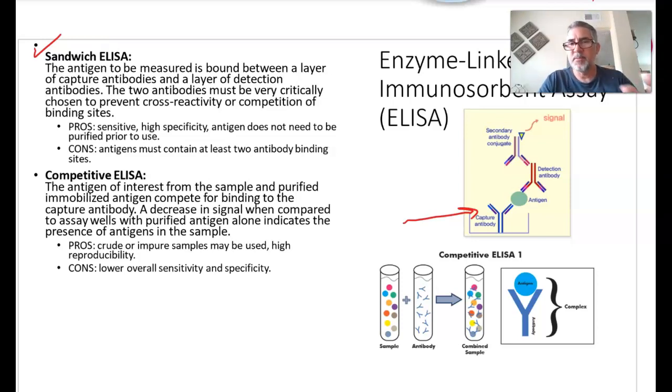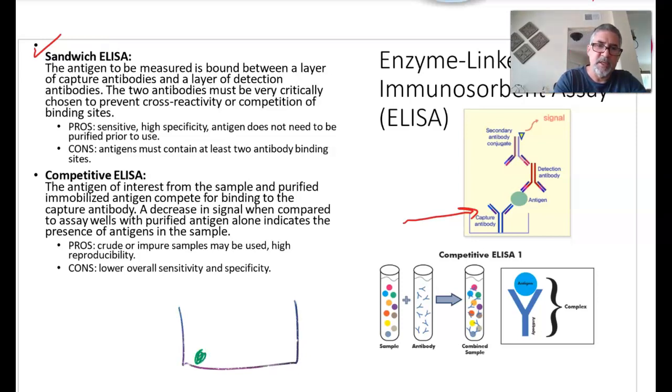The reason this makes it better is if I just had a well and I put blood in the well, I'm going to get this protein attached, that protein attached, that protein attached. So all different types of proteins are going to attach. And then I'm going to hope that my antibody is going to attach to the one I want it to attach to. So it's not as specific.